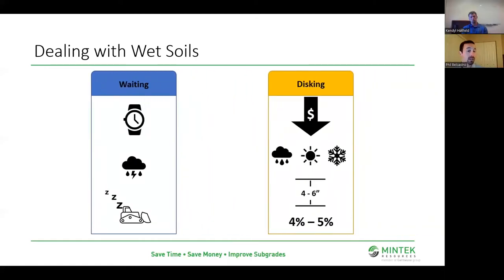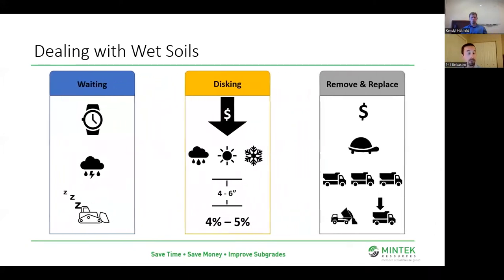Another option, we could disc it. It's cheap. Chances are that equipment is sitting in a neighbor's farm field somewhere close by. We're just kind of helping Mother Nature do its thing. We're opening that soil up, folding it over itself. Meanwhile, it's once again weather dependent. If it should rain again, now we've opened up that soil for a whole similar mess, just probably a deeper mess at this point. And speaking of depth, we can really only treat 4 to 6 inches, and we're really only going to reduce that moisture content by 4 to 5%.